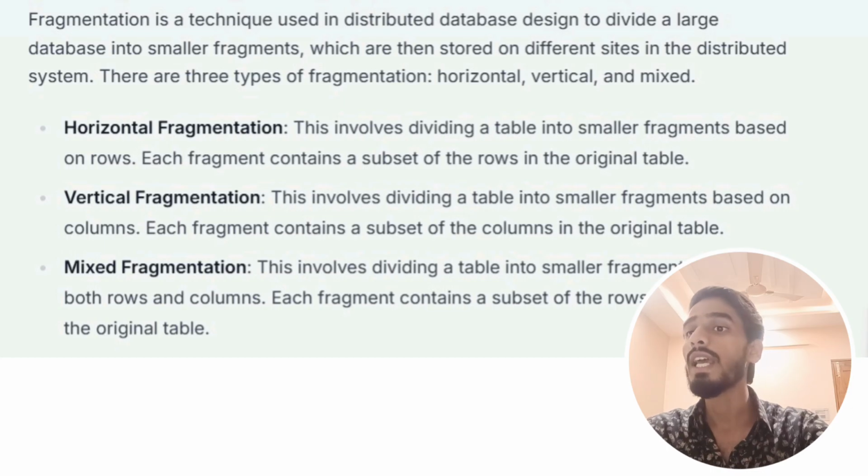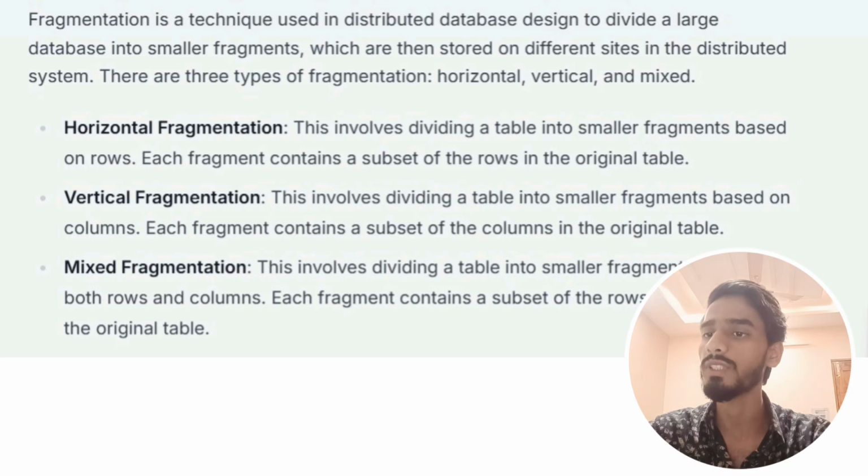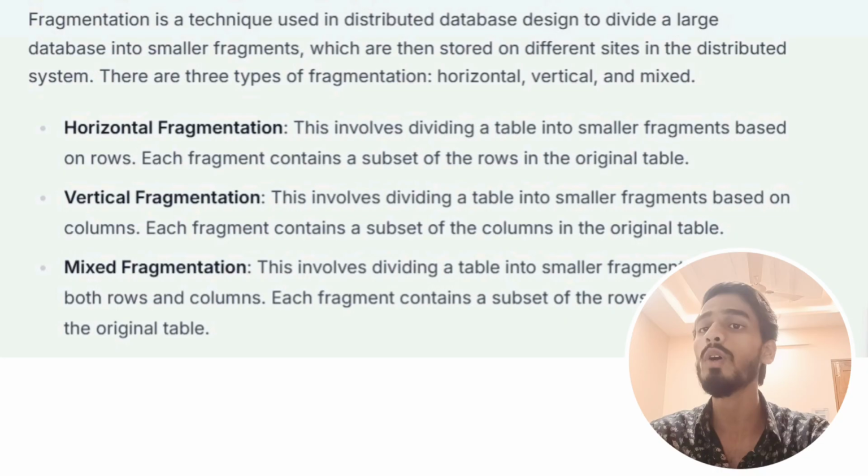Horizontal fragmentation. This involves dividing a table into smaller fragments based on rows. Each fragment contains a subset of the rows in the original table. Next is vertical fragmentation. This involves dividing a table into smaller fragments based on columns. Each fragment contains a subset of the columns in the original table. Next is mixed fragmentation. This involves dividing a table into smaller fragments based on both rows and columns. Each fragment contains a subset of the rows and columns in the original table.